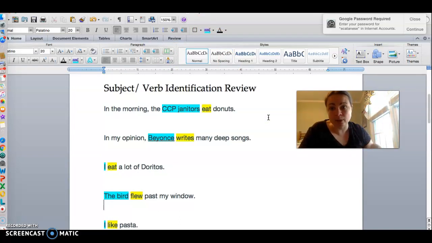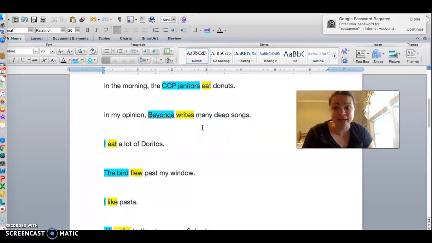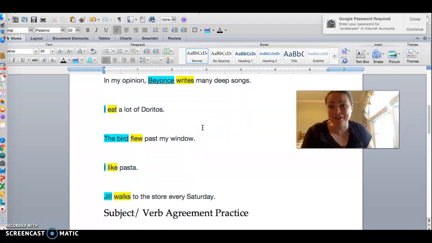And some tips: avoid prepositional phrases as the subject or the verb. When you see one, you can cross it out in your sentence if that's helpful to you, and then look for the action or the state of being and who or what is doing that or experiencing it. Okay, don't just guess random words. Really have a process for it.